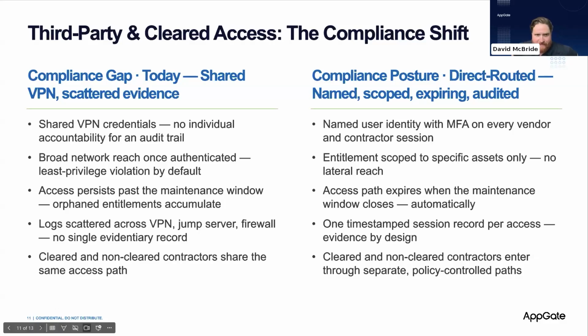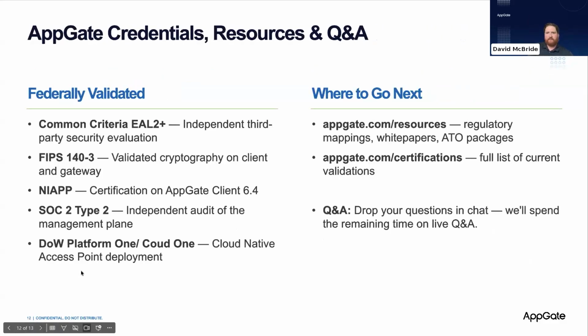And that's all I have for that slide. And before we open it up here for questions, I know we're pressed on time. I want to touch on AppGate's credentials in this space very quickly, because I know this comes up, especially in a federal procurement. AppGate does hold its Common Criteria EAL2+, which is an independent third-party security evaluation. We have our FIPS 140-3 validated cryptography on both the client and the gateway. We recently received our NIAP protection profile certification on AppGate Client 6.4, and we have a SOC 2 Type 2, which is an independent audit of our management plane.